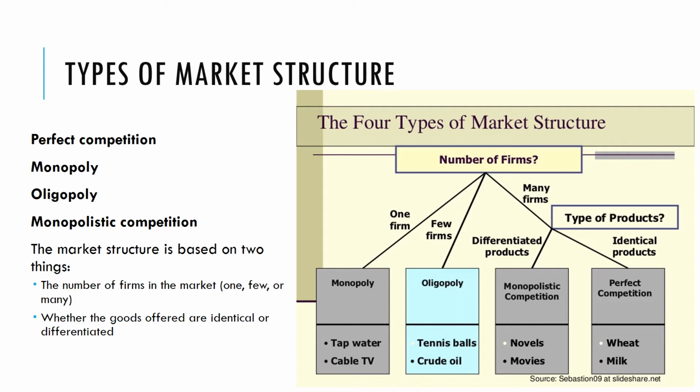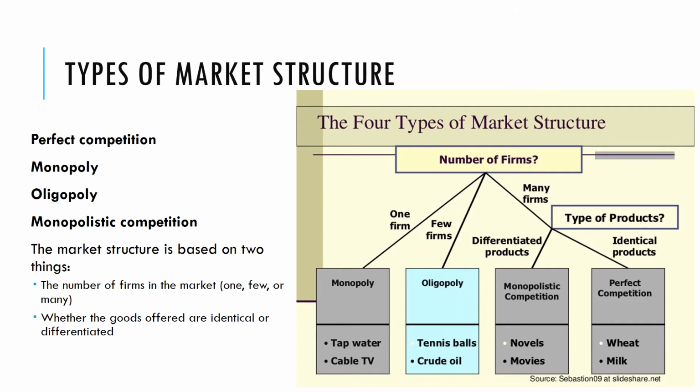Basically, there are two questions that we ask to determine which of those four market structures a market belongs to. One is, how many firms are in that market? If there's only one firm, that's a monopoly. If there are a few firms, it's an oligopoly. If there are many firms, that can be either perfect competition or monopolistic competition.